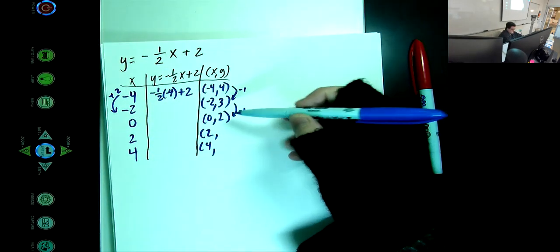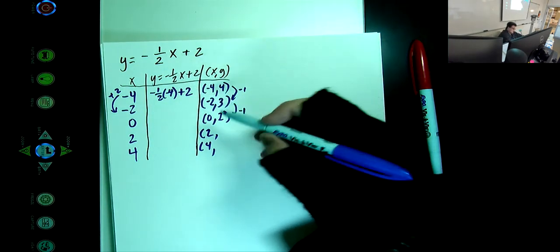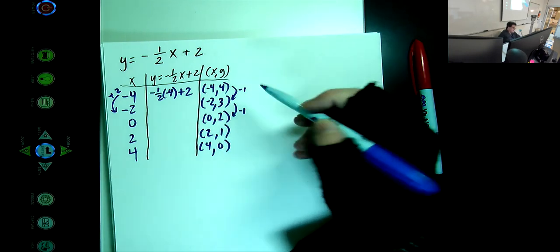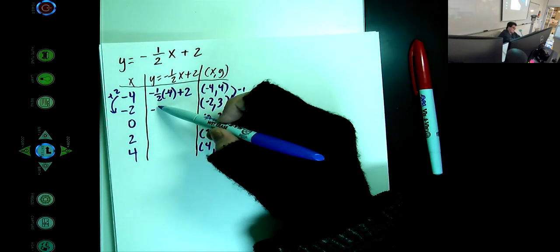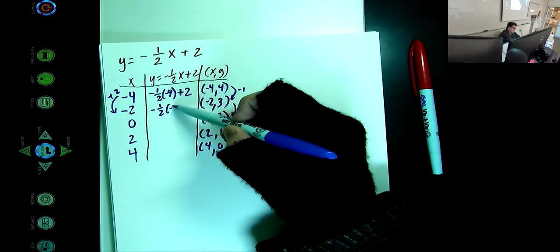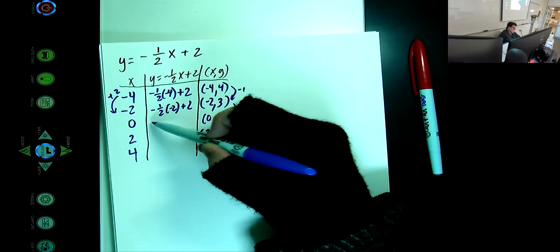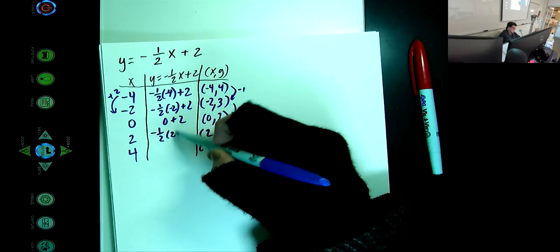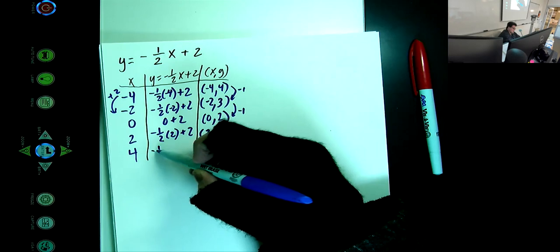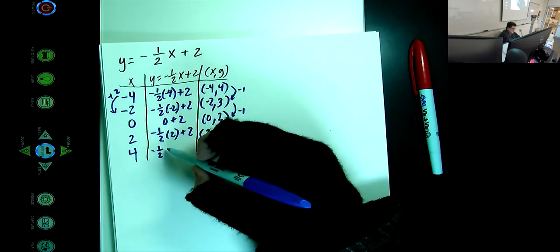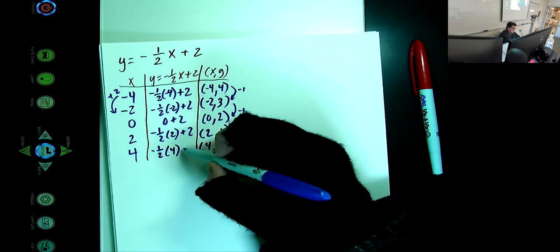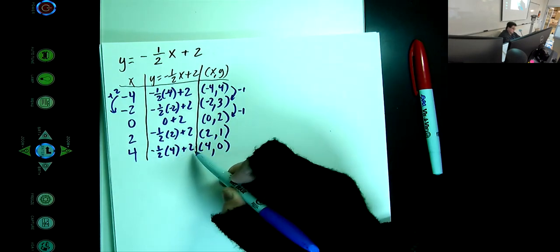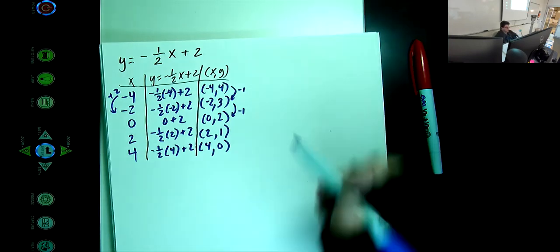So for a straight line with no exponents, I can speed this up a little bit. But if you stick it in, you'll see that that's what you get. And it's worth double checking one of them just to make sure that you didn't get too hasty. So -1/2 times 4 is -2, +2 is 0. So that works.